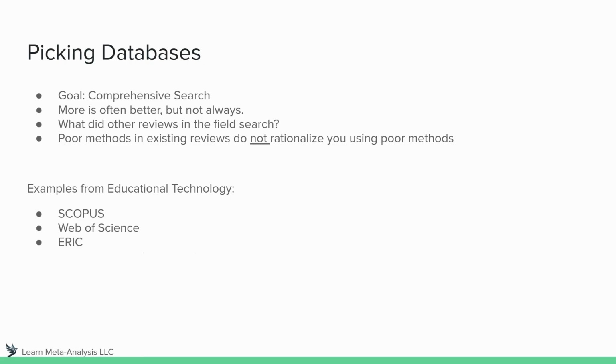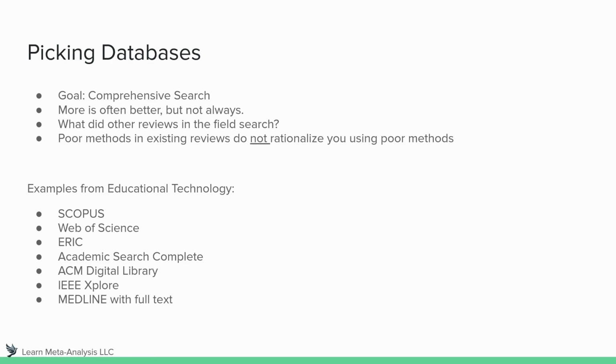ERIC is a really popular one in education. Academic Search Complete, I've also seen, I don't know if it's the exact same database, but it's a similar title of Academic Search Premier. I don't know how those two differ. We have ACM Digital Library, which tends to be more computer science focused. We have IEEE Xplore, which tends to be more towards the engineering side of things. We have Medline with full text, which is similar to PubMed. So these are the databases that I generally use as a starting point when I'm doing searches in educational technology. I typically don't have access to Scopus, but sometimes that is available. It just depends on what you have available to you.